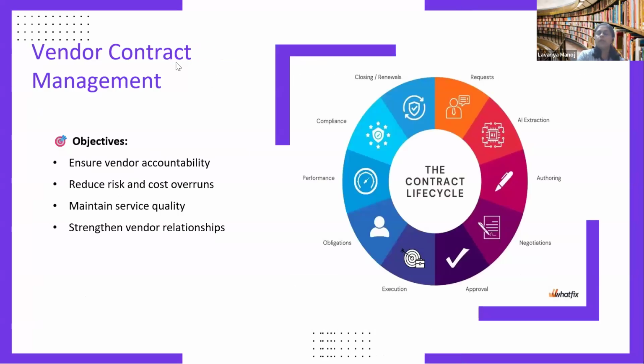So what is the objective of managing the vendor contract? It ensures vendor accountability, not only for the vendor, but for your enterprise as well. Your enterprise is also accountable for a few things with the vendor, right? So ensure vendor enterprise accountability, reduce the risk and cost overruns, because the blaming part will not be there. If something negatively happens, there will not be the enterprise blaming the vendors and the vendors blaming the enterprise, because in the contract, each party's responsibility will be clearly mentioned. Maintain service quality and strengthen vendor enterprise relationships.